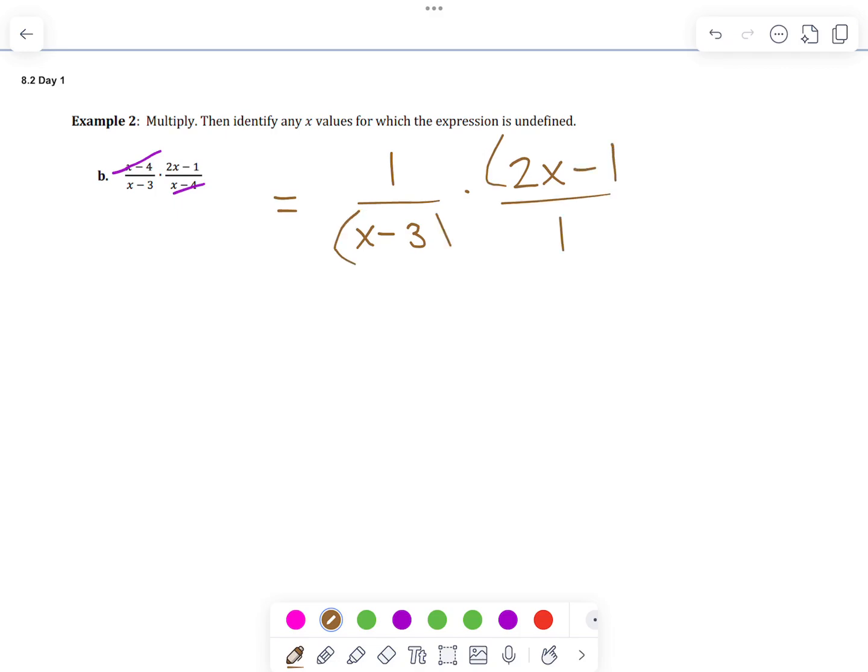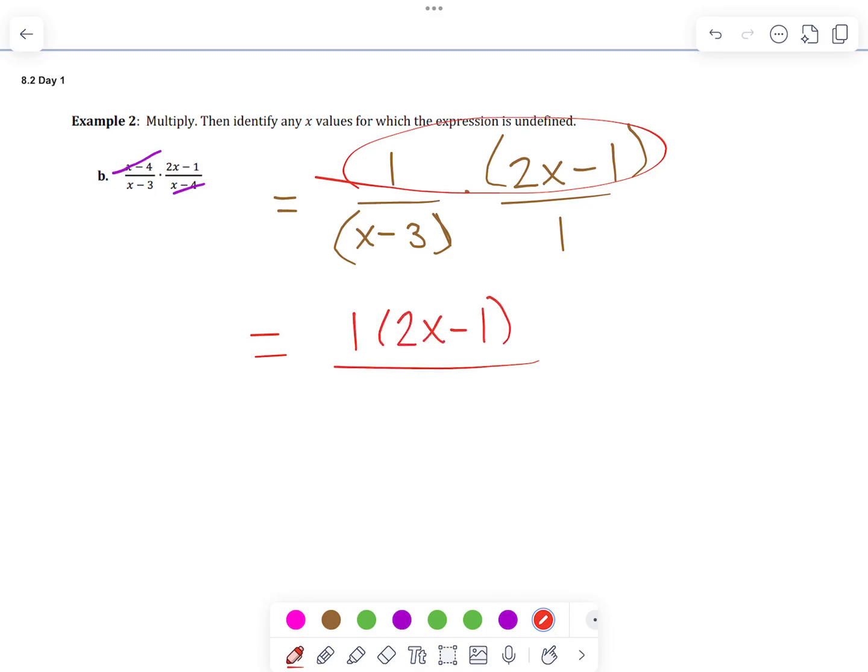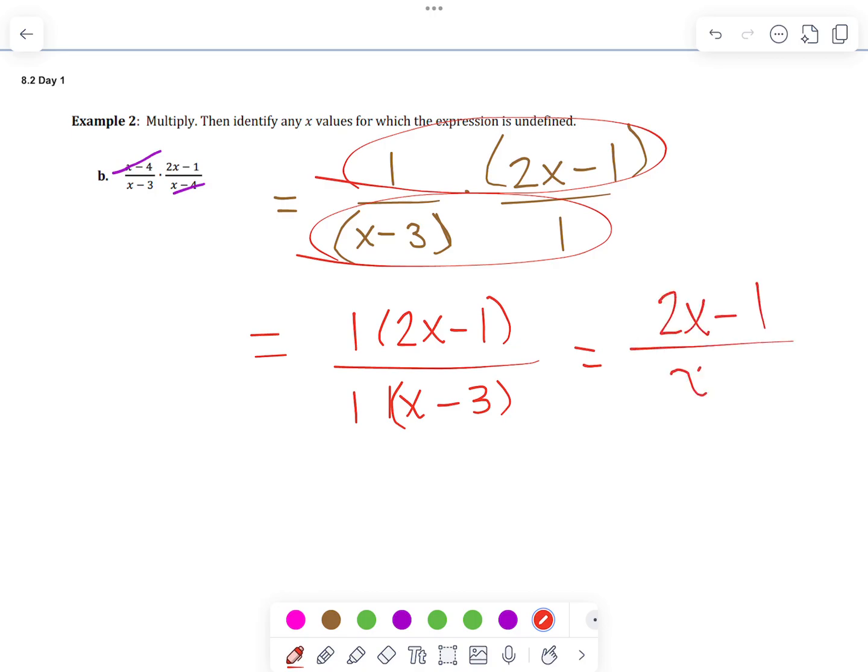And now we multiply across. So we have 1 times 2x minus 1, and then 1 times x minus 3, which is 2x minus 1 over x minus 3. Then we go back to the original problem and see if we have any domain restrictions.